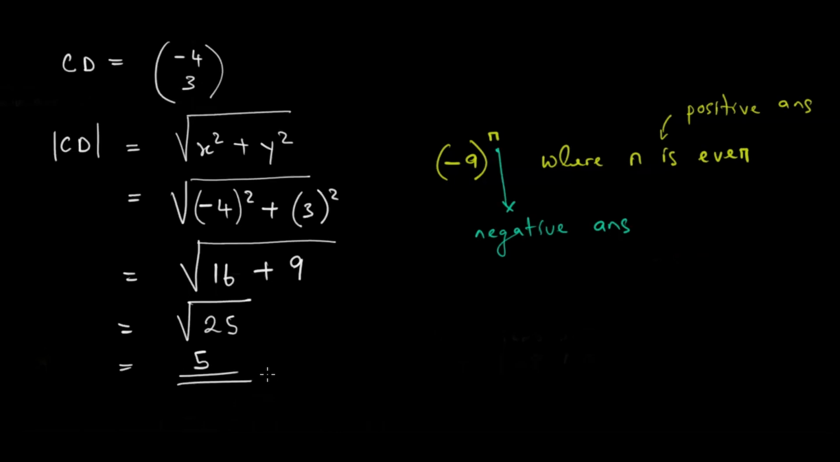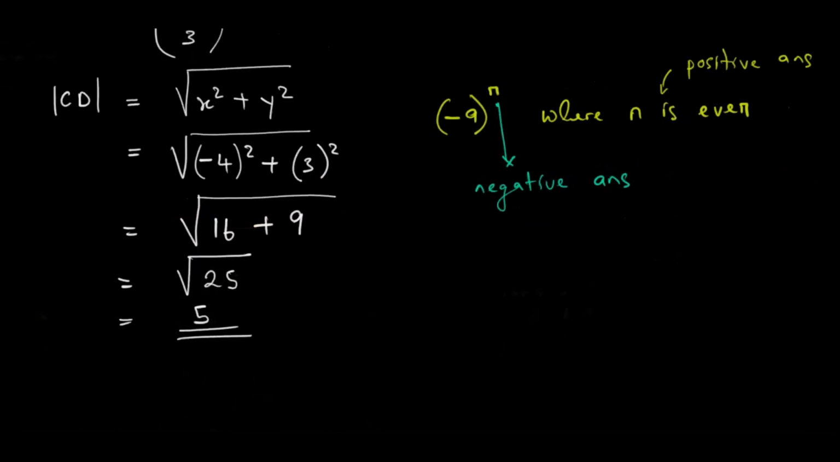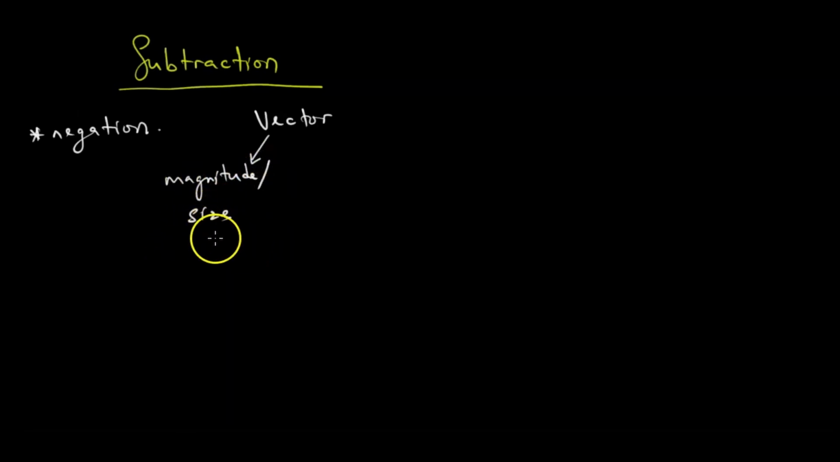So from here we want to move on to subtraction. How does subtraction work? When we talk about subtraction, we are basically talking about something called negation. So we are going back to the definition of a vector as a quantity with both magnitude, or size. You will see that many textbooks prefer the word magnitude, but you can call it size. It does not matter. So this is a quantity with both magnitude or size and direction.